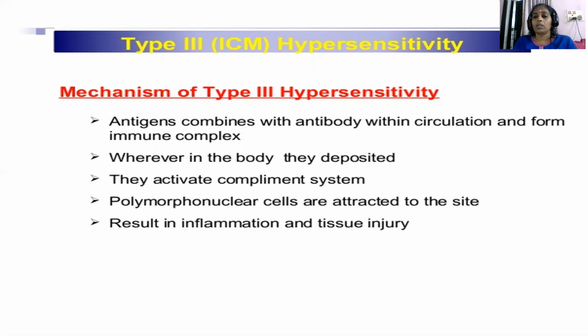So once this antigen antibody reaction occurs, they form an immune complex. They get deposited in certain parts of the body, which finally attracts the complement system. This complement system in turn attracts polymorphonuclear cells towards that site, which results in inflammation and tissue injury.